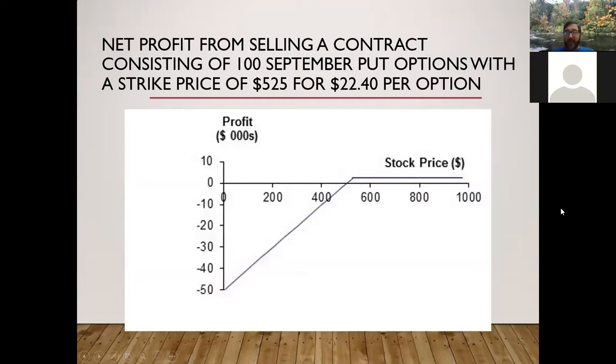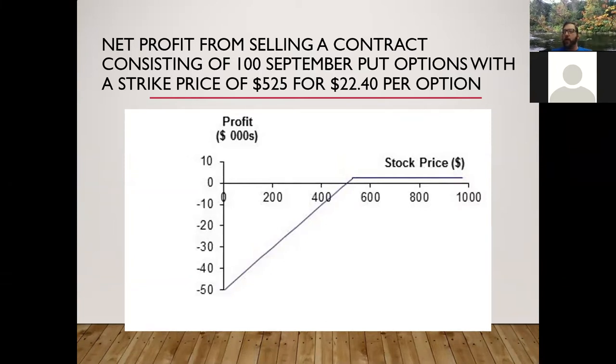Okay. This is a put. Put is the other way. So put is, I'm going to put it to you. I'm going to make you buy it from me, right? So if I have a put of 525, and then it's 2240 per option, right? So what's the worst that can happen? They go bankrupt, right? So I have the right to sell a company that's worthless.